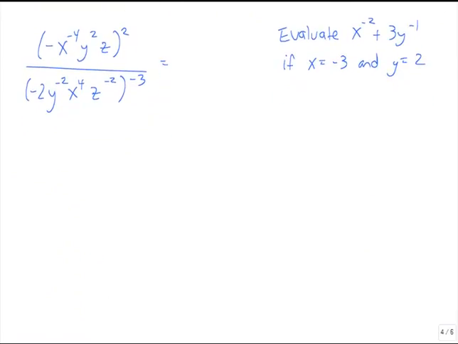Now let's take a look at one more example just like this. So again, we have stuff raised to a power, so we want to distribute that power across to the negative, to the x, to the y, and to the z, and then for the negative 3 on the bottom, distribute it to the negative, to the 2, to the y, to the x, and to the z.